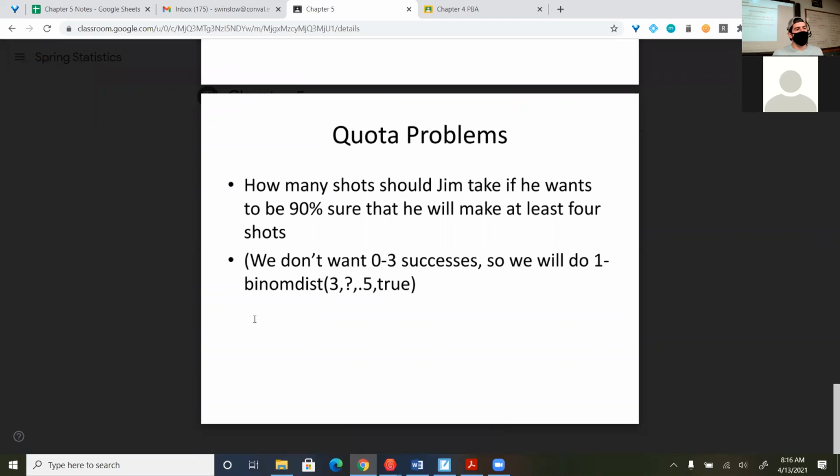Almost there. Last one is the quota. So how many shots should Jim take if he wants to be 90% sure that he will make at least 4 shots?